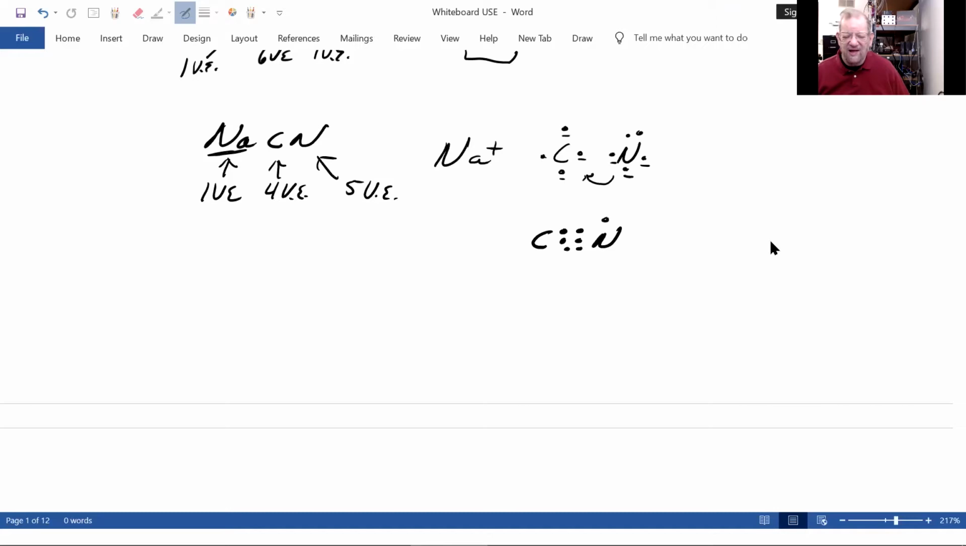The non-bonding electrons on the nitrogen are still there. Notice carbon doesn't have an octet. But what happened to the electron here? It goes over to carbon. This now has an extra electron, so it has a negative charge, and that's how you do it.